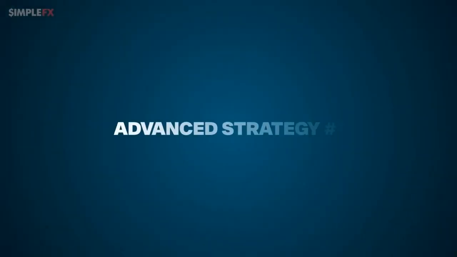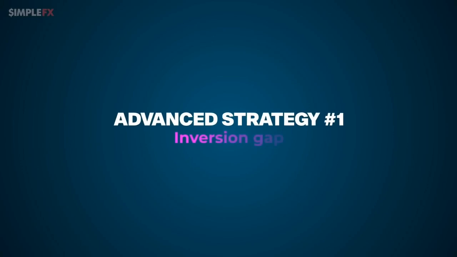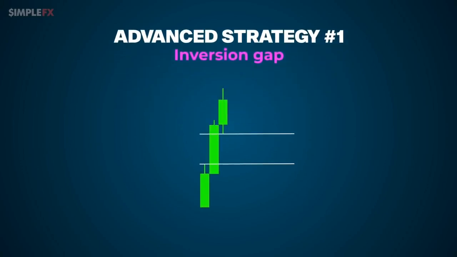Now let's move on to advanced strategy number 1. The first strategy is called inversion gap, which is a type of fair value gap that has been previously broken.